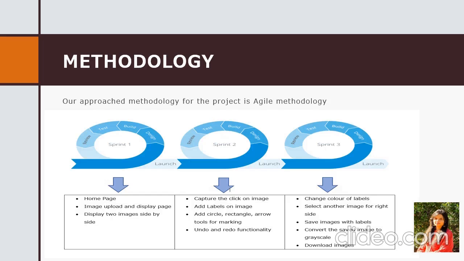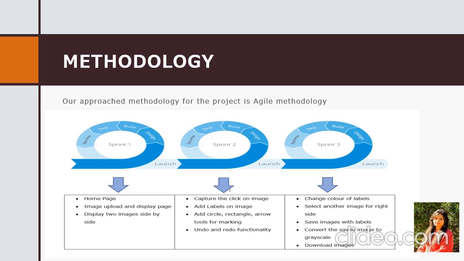And as for our project methodology, we have chosen the Agile methodology. The reason for us to choose that is it's an incremental and iterative software development approach. This approach tends to divide the entire project into smaller parts based on the user functionalities. And we had 3 sprints in our project, and for each sprint, we have different sprint tasks or user stories to cover. As you can see, in our sprint 1, we have covered the home page, image upload and display page, and display 2 images side by side tasks.